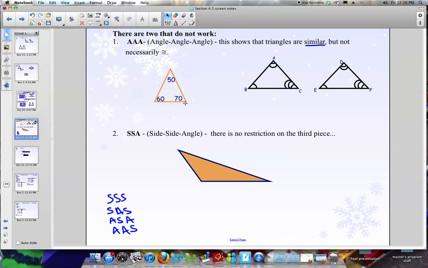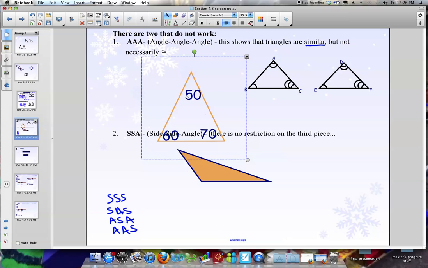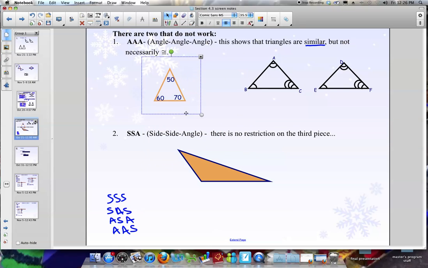The reason would be, if you're looking at a triangle like this, notice the angles are 50, 60, and 70, but if I stretch this out, the angles are still 50, 60, and 70, but this triangle is clearly not congruent to the original. It shows that they are the same shape, but they do not have to be the same size if all you know is the angles are congruent.